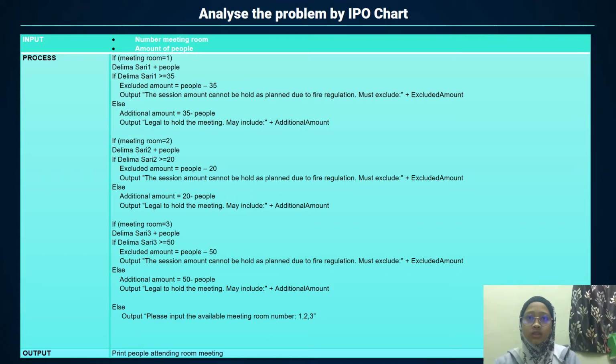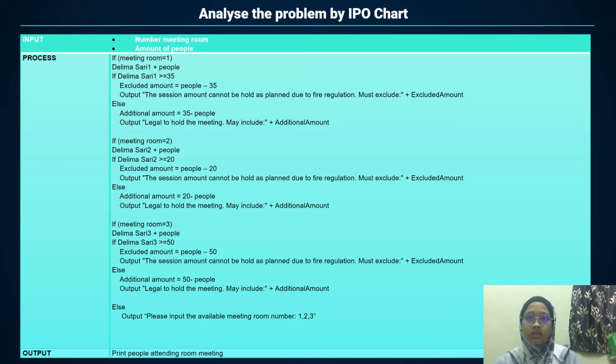If meeting room 2, Delima Sari 2 plus people, if Delima Sari 2 is over 20, excluded amount equals people minus 20. Output: the session cannot be held as planned due to fire regulation, must exclude plus excluded amount. Else additional amount equals 20 minus people. Output: legal to hold the meeting, may include plus additional amount.